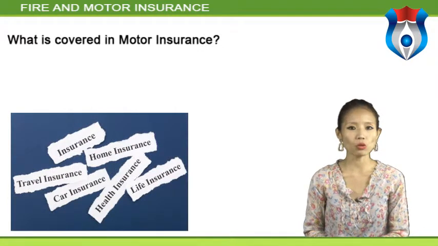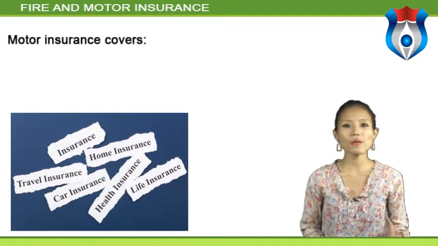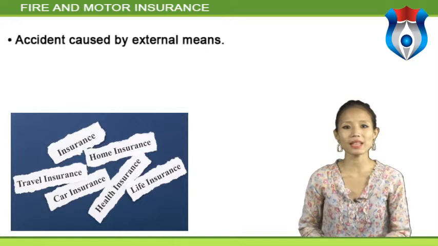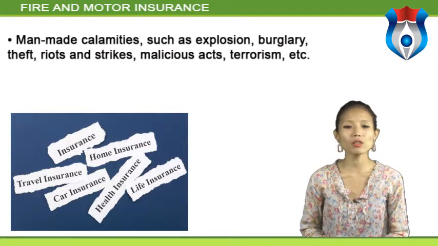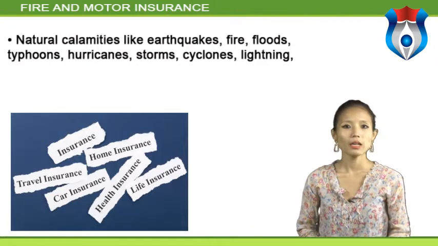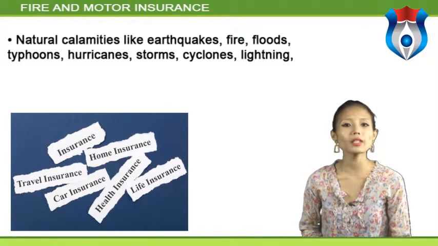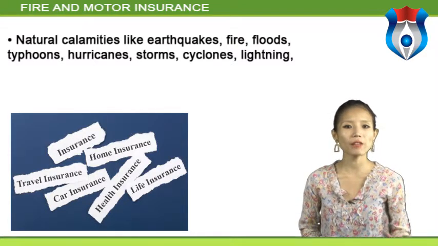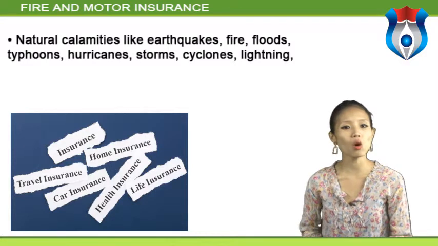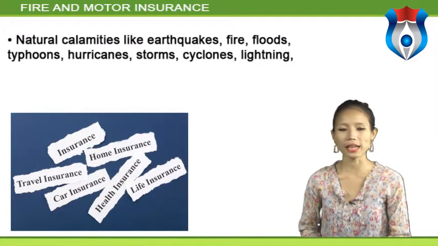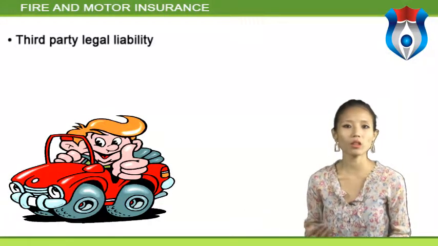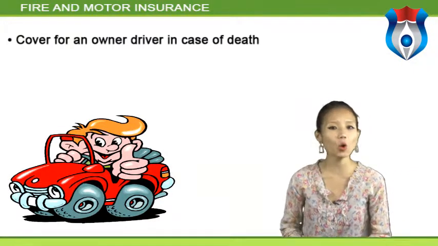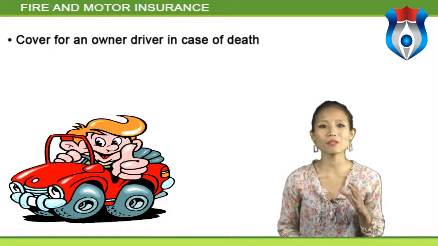What is covered in motor insurance? Motor insurance covers accident caused by external means, man-made calamities such as explosion, burglary, theft, riots and strike, malicious acts, terrorism, etc. Natural calamities like earthquakes, fire, floods, typhoons, hurricanes, storms, cyclones, lightning, etc. While in transit by rail or road, air or waterway. Third-party legal liability cover for an owner driver in case of death.